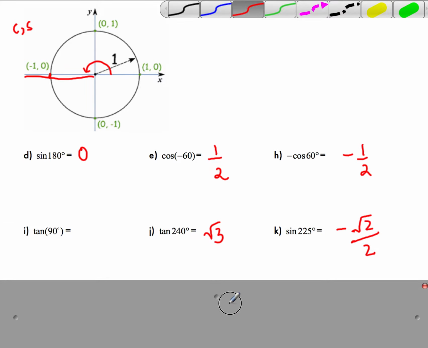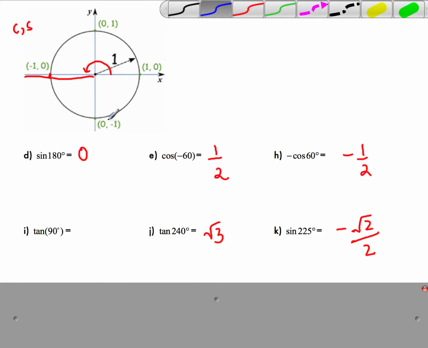Next one, the tangent of 90. Now, 90 degrees is here. We only have our cosine and sine ratio, so we know that tan is just sine over cosine. Our sine is 1. Cosine is 0. That is illegal, so it's undefined.